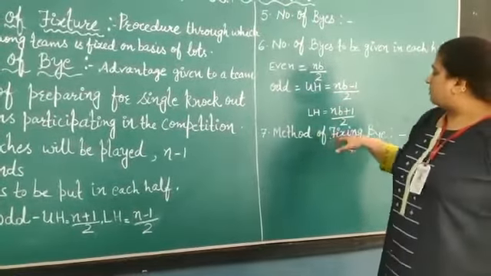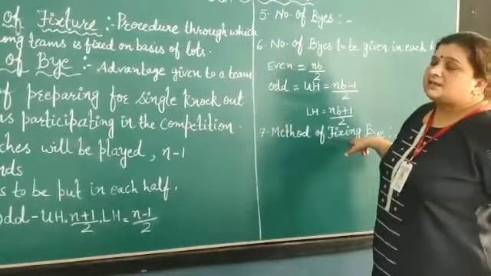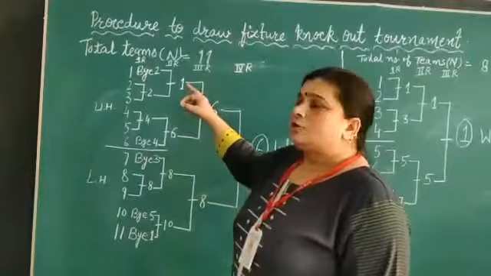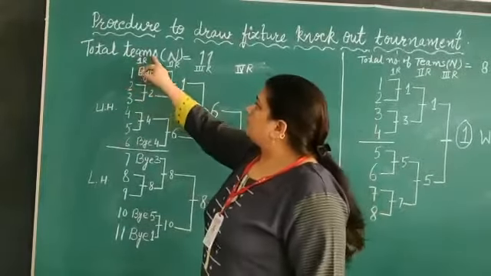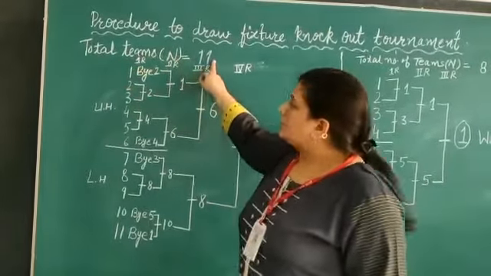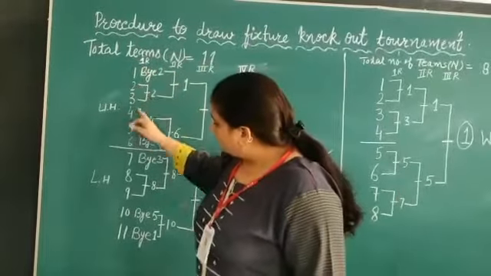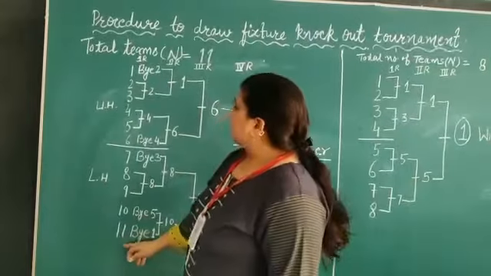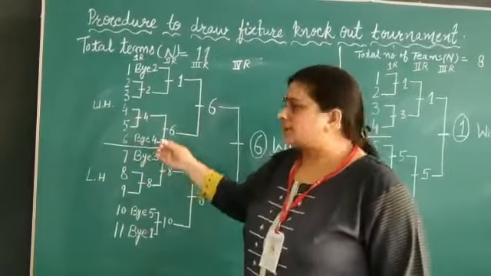Next is method of fixing bye. In this case, I'll be explaining with the help of an example. Now here we have total number of teams equal to 11. So we'll just write all 11 numbers like this in a vertical manner by drawing the lots.